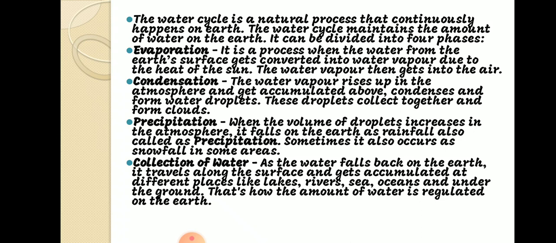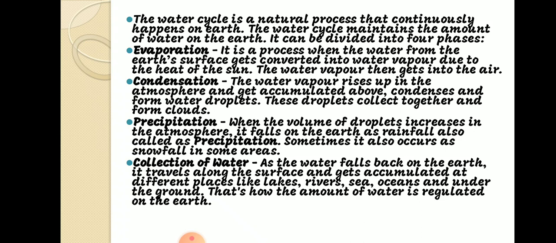When clouds are formed, the phase of precipitation starts. When the volume of droplets increases, that is when the volume of clouds increases in the atmosphere, it falls on the earth as rainfall and is also called precipitation. Sometimes it also occurs as snowfall in some areas.